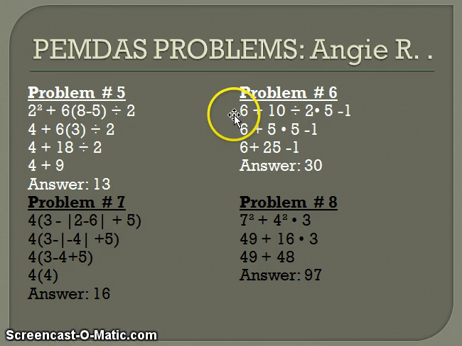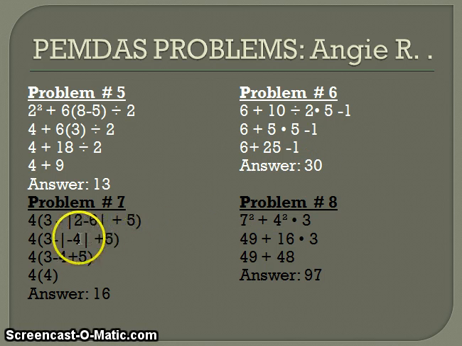Problem number 6, 6 plus 10 divided by 2 times 5 minus 1. So 6 plus 10 divided by 2 is 5 times 5 minus 1. I'm then going to multiply next. So 6 plus 5 times 5 is 25 minus 1. I just have addition and subtraction, so I move left to right. 6 plus 25 minus 1 is 30.